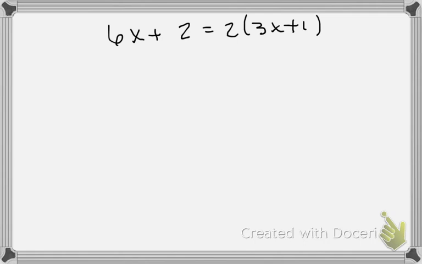Okay, so here's a problem. I threw a distributive property in here on you, so that we can practice this a little bit. The first thing I do is I need to distribute. I have a number outside the parentheses and it needs to be distributed. So I'm going to multiply 2 to the 3, and then 2 to 1. So I'm going to say 6x plus 2 equals, and then 2 times 3x is 6x plus 2. And then I'm going to subtract both sides by 2.